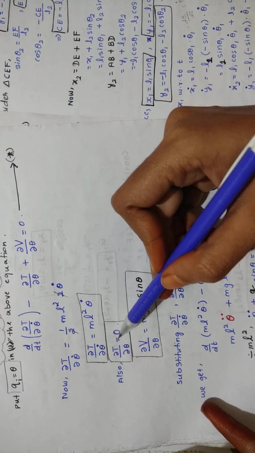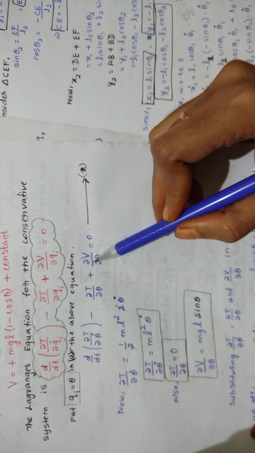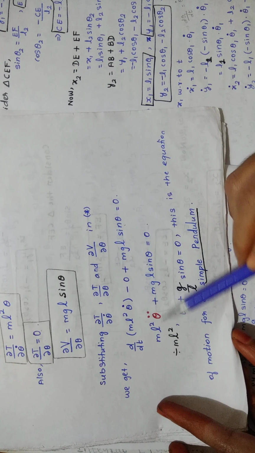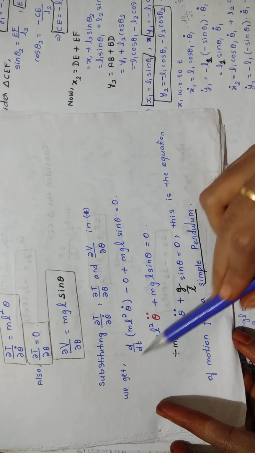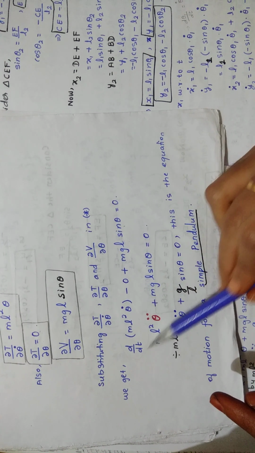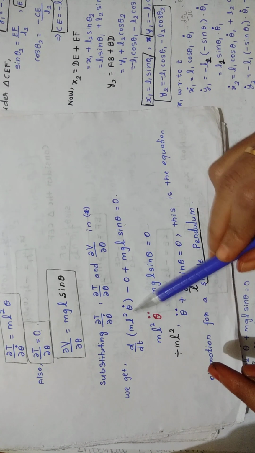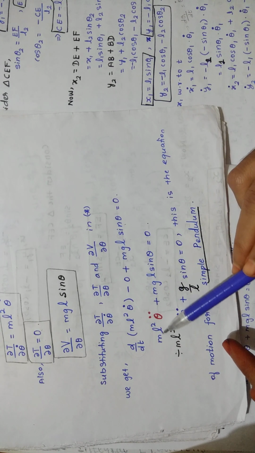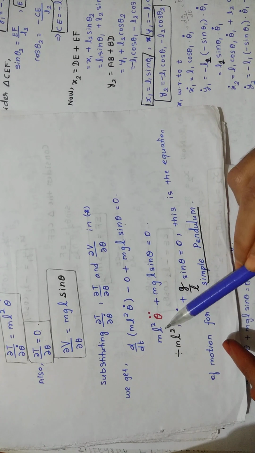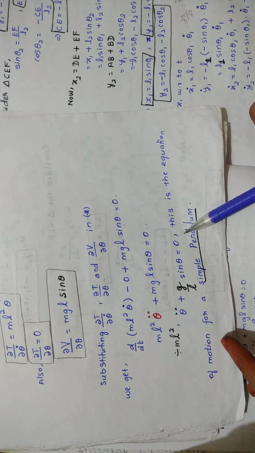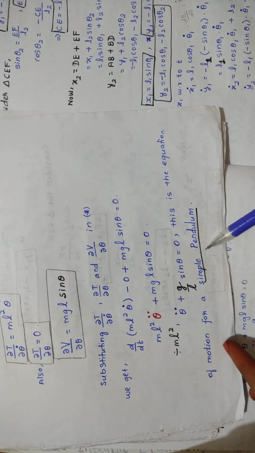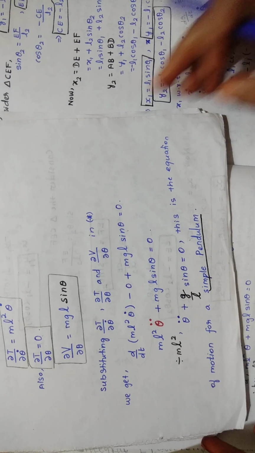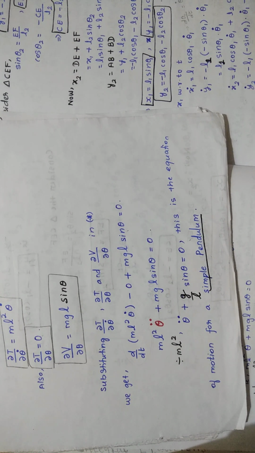Now you will substitute these values in this star equation, and you will get this line. Then from here you are dividing by m L squared, so that you will get this. And this is the equation of motion of the simple pendulum. Here this derivation comes to an end. Thank you.